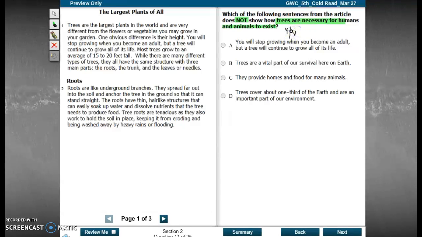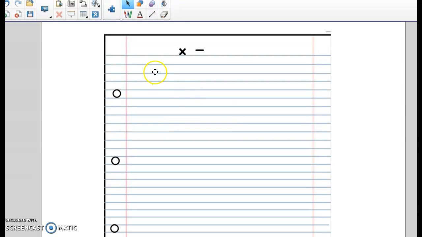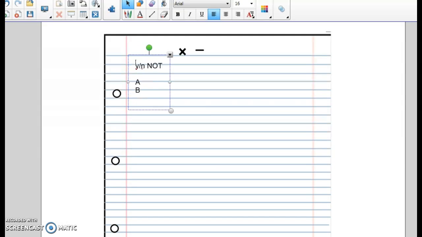loose leaf since it's so hard to write with this silly pencil tool. But we have to prove this part. Trees are necessary for humans and animals to exist. Okay, so let's take a look at these. See my yes and no because of the not. We have A, B, C, D.